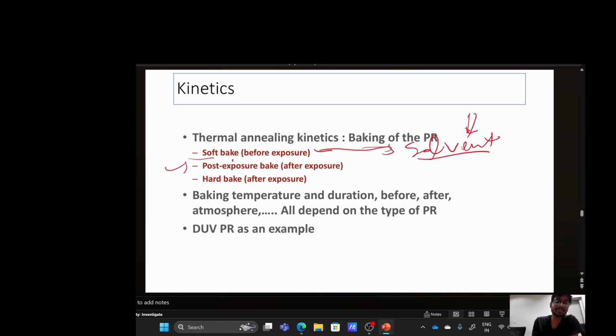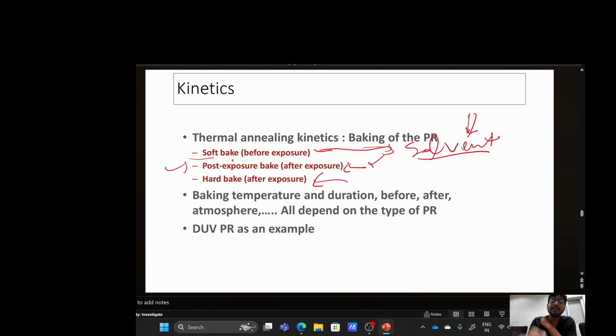And then the next one is the post-exposure bake. Post-exposure bake is done after exposing with the UV light, or with the light that the material is sensitive to. This increases the kinetics of the reaction; it makes the reaction faster. That also depends on the photoresist; sometimes this is a photoresist dependent step.